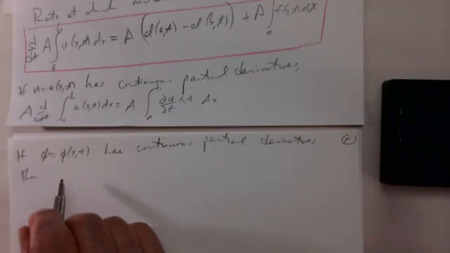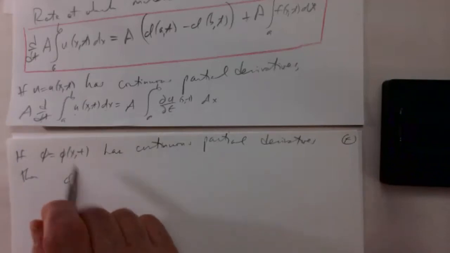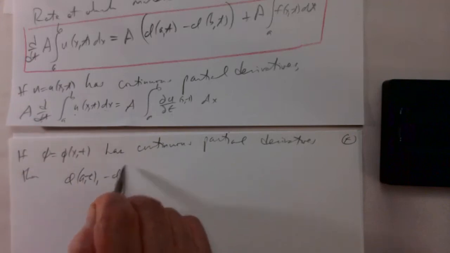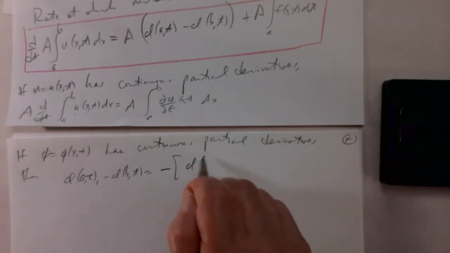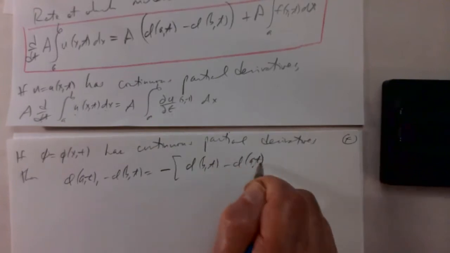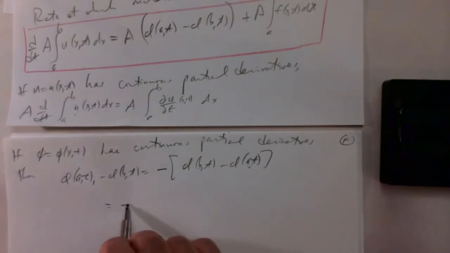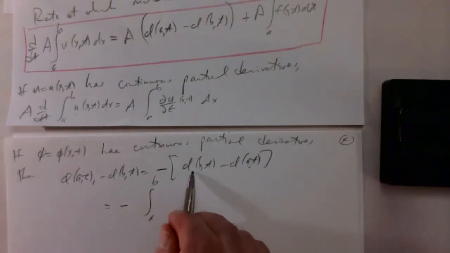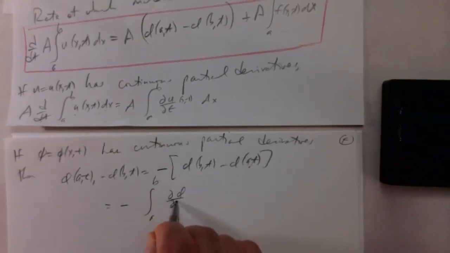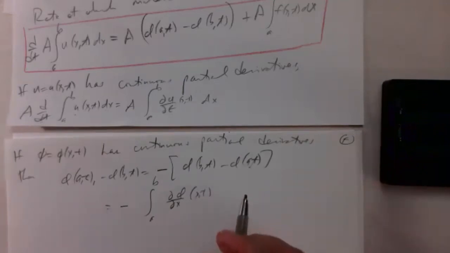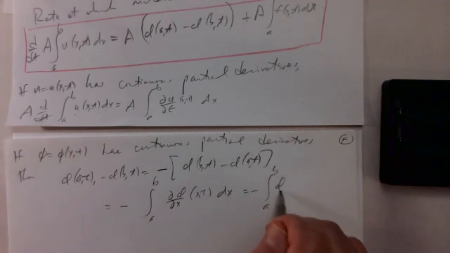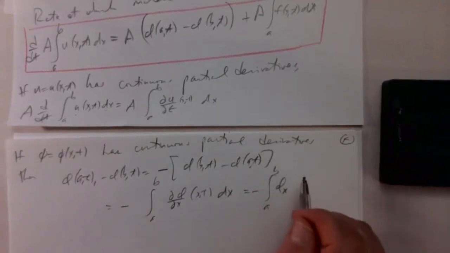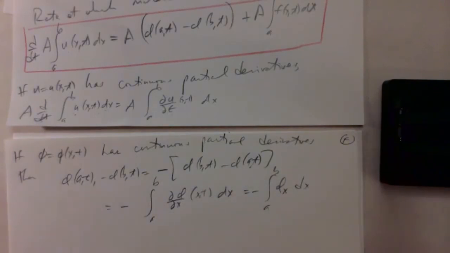then phi of a comma t minus phi of b comma t, that's minus phi of b comma t minus phi of a comma t. I just took out a minus sign. This is minus the integral from a to b of the partial of phi with respect to x at x, t, dx. Or minus the integral from a to b, phi x, that means the partial of phi with respect to x, dx. That's just a nicer, more concise way of writing that.